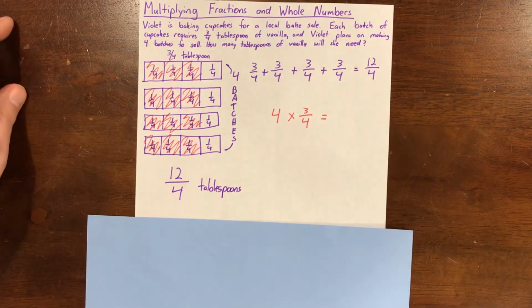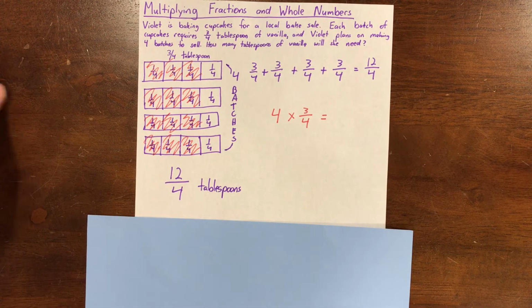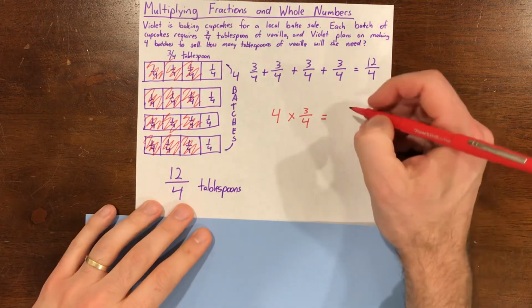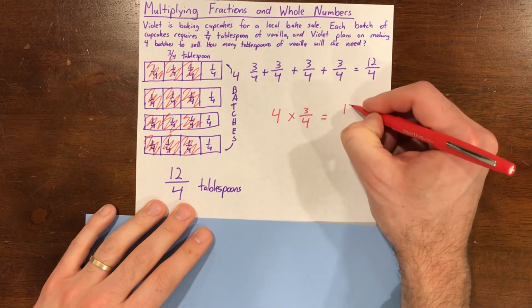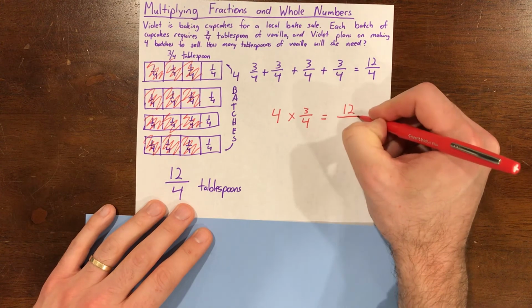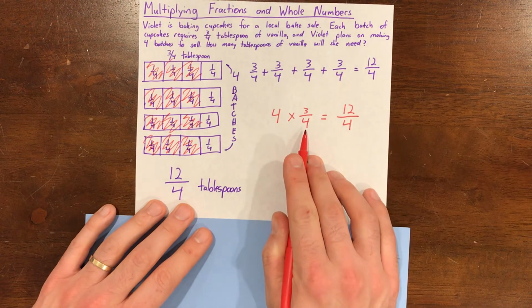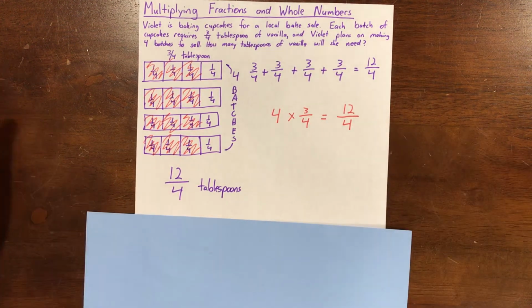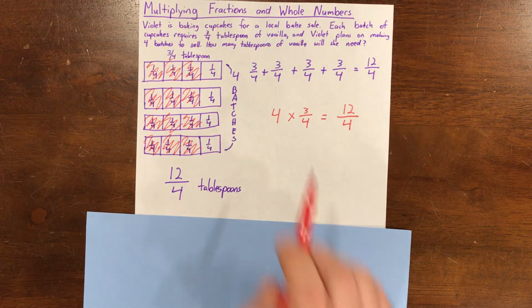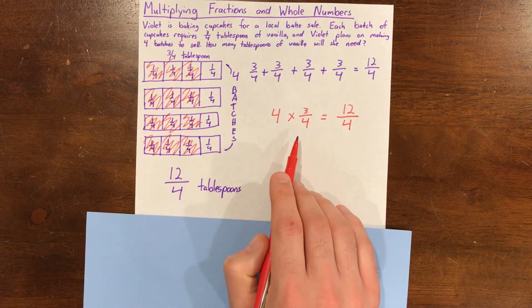That makes sense. Okay. And how would we solve this equation? Say it out loud. We could take 4 times 3, and that would give us 12. And then we could write that over 4, because we're still working with fourths, right? We end up with 12 fourths. Why does that work? Say it out loud. Why are we only multiplying the numerator and not the denominator?